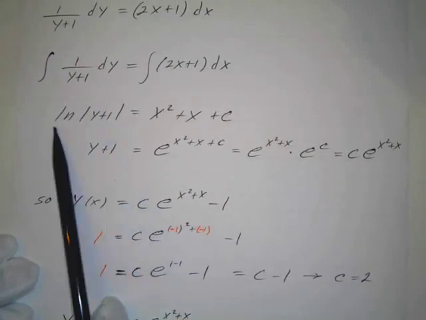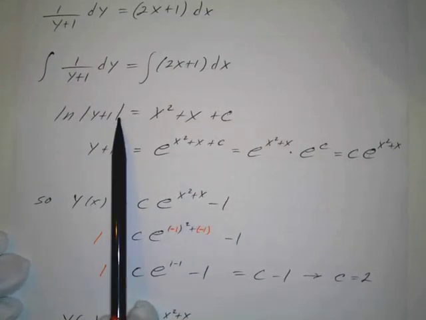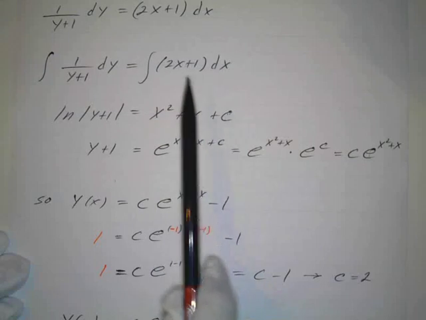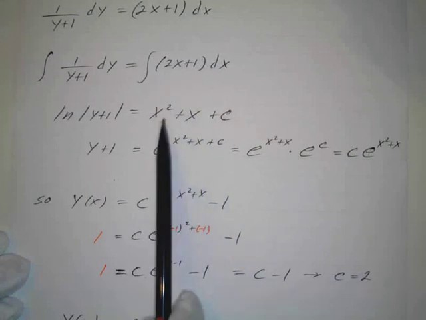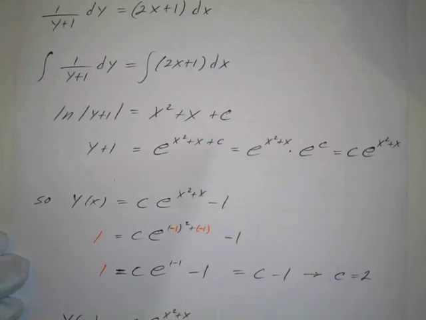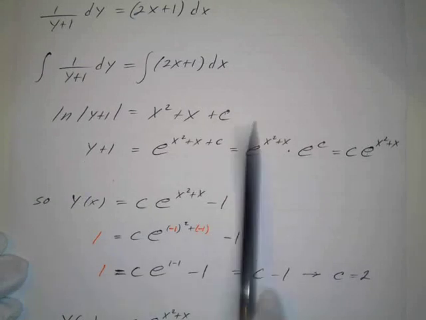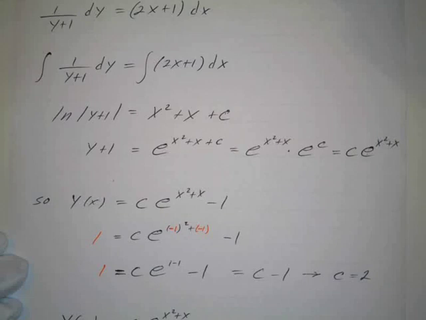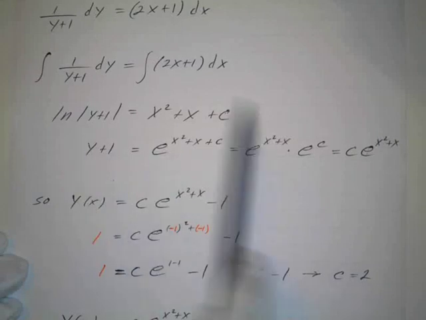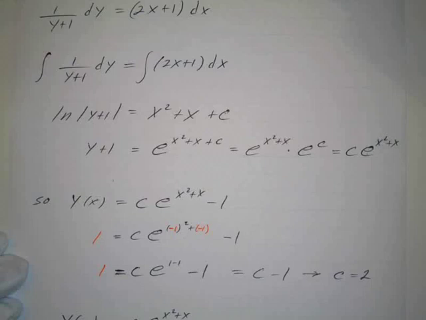If I take the antiderivative of the 1 over y plus 1, I get the natural log of y plus 1. And the antiderivative of 2x is 2x squared over 2, which is just x squared, plus x plus c. And then again, as before, I change it from a logarithmic to an exponential equation. My base is e, this is my exponent, and that's my answer.